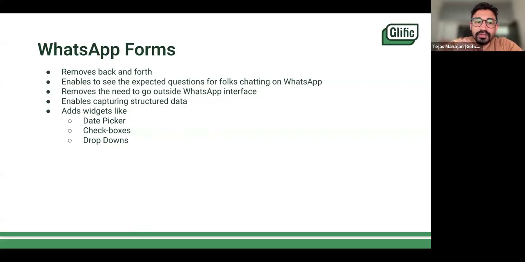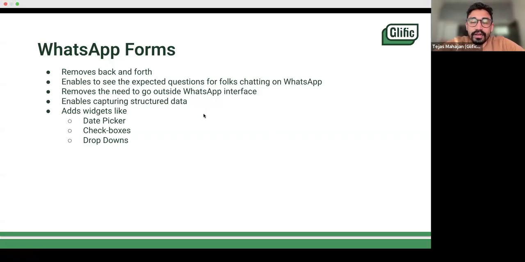And there are widgets which are date picker, checkboxes, like multiple checkboxes that you can select, and dropdowns, which weren't earlier there in WhatsApp. So it would not be possible to have multiple checks. It would not be possible to have a date picker, so you have to rely on this. So considering all these things, WhatsApp forms turns out to be a really interesting introduction that WhatsApp has introduced.